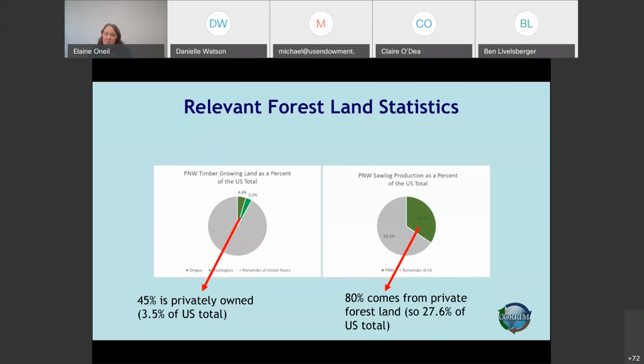But that 8% of U.S. timberland produces 34% of U.S. plywood and lumber. And 80% of that is coming from 3.5% of the U.S. acres. So people can be concerned that maybe we're harvesting too much in the Pacific Northwest to meet this wood demand. They're concerned about sustainability.